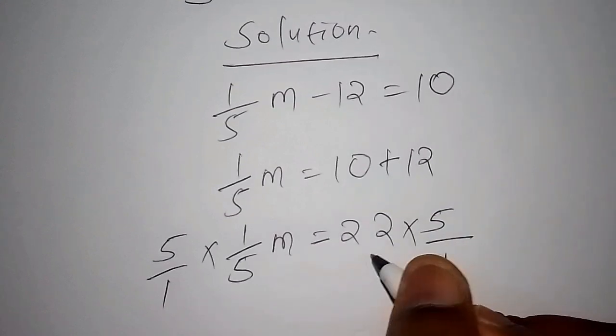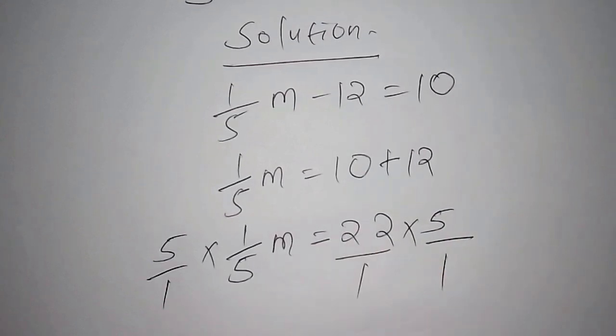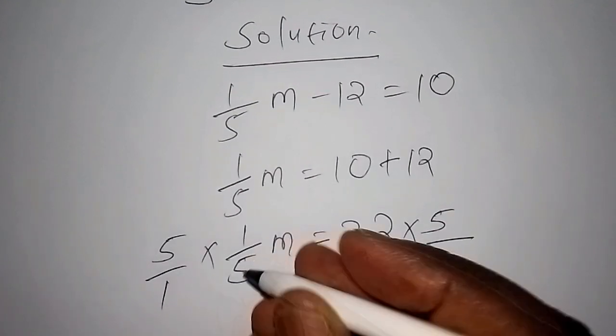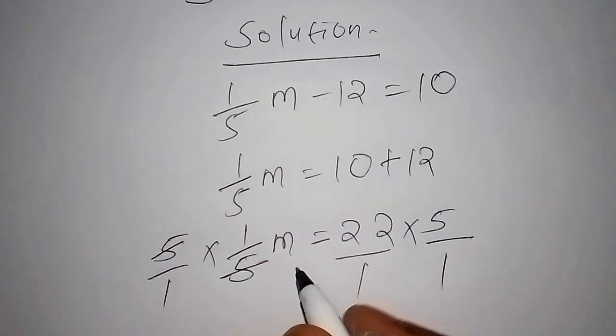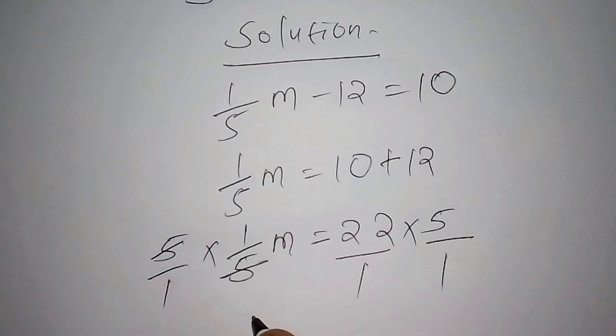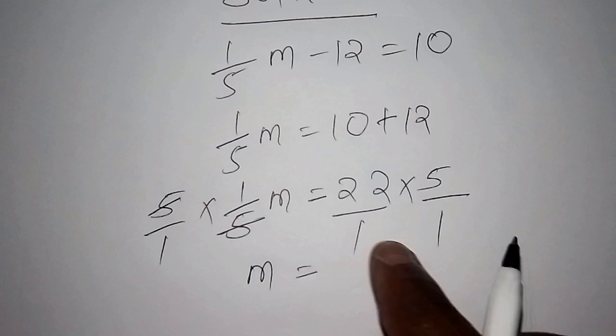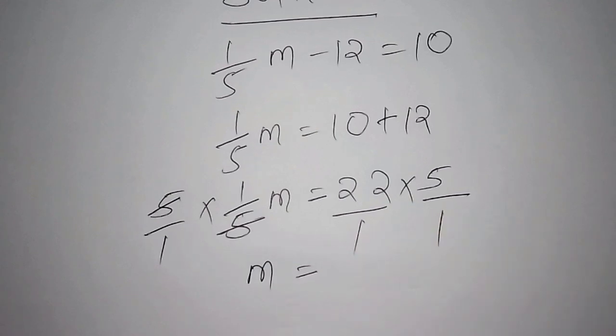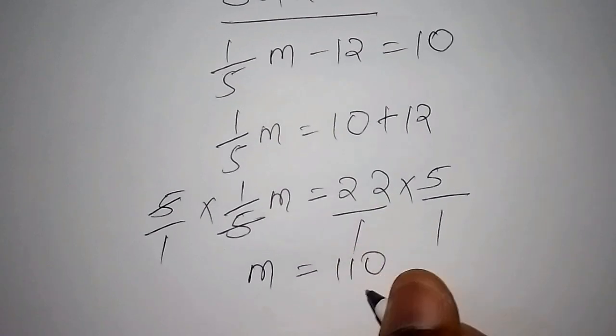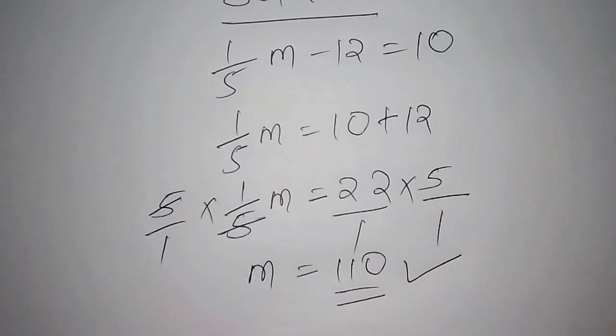Let's also write this 22 as a fraction, 22 over 1. Our next step is to cancel, so we shall remain with m here. So m is equal to 22 times 5. When you work out 22 times 5, we shall get 110. So our answer now becomes 110.